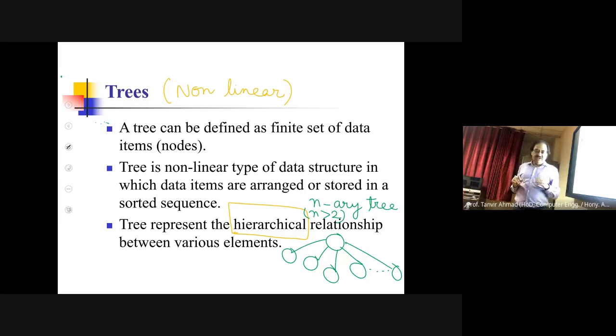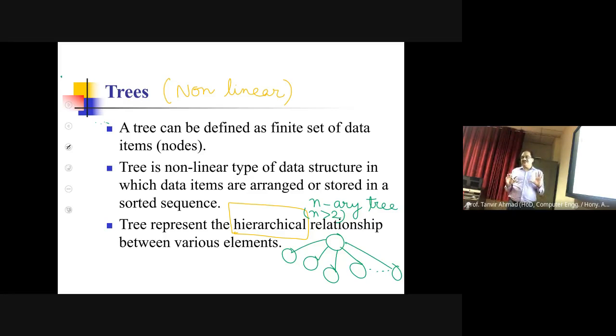In this class, we'll study binary trees and n-ary trees. A lot of trees we'll study in the class, for example, a binary search tree, a Huffman tree, an AVL tree, which is called a height balanced tree. Then we'll study n-ary trees like B trees and B plus trees, and there are a lot of other things in the syllabus.